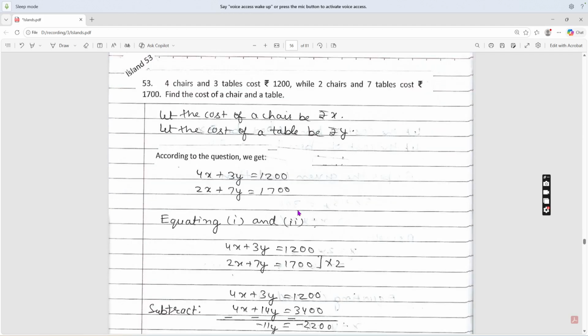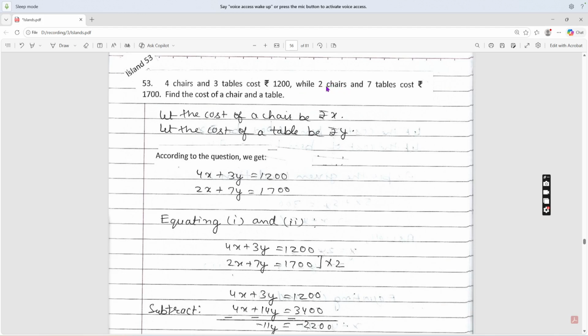Okay, next we will see: 4 chairs and 3 tables cost rupees 1200. Very simple question. Let the cost of one chair be x, and let the cost of one table be y. So now see, the total cost of 4 chairs would be 4x, the total cost of 3 tables would be 3y, and the combined cost would be 1200, meaning 4x plus 3y is equal to 1200.